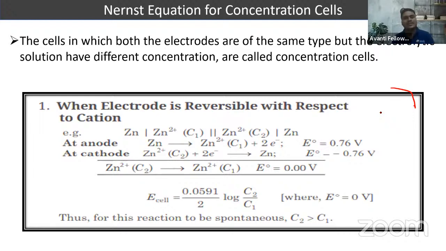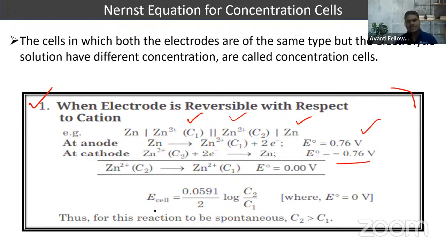For example, when the electrode is reversible with respect to cation, this is the first case. So we have Zn plus 2 with concentration C1. Similarly, we have Zn2 plus and Zn with concentration C2. Now, what is anode? At anode, oxidation takes place. So zinc loses 2 electrons, and the potential is given 0.76 volt. At cathode also, they gain 2 electrons. The electrode potential is given minus 0.76 volt, right?